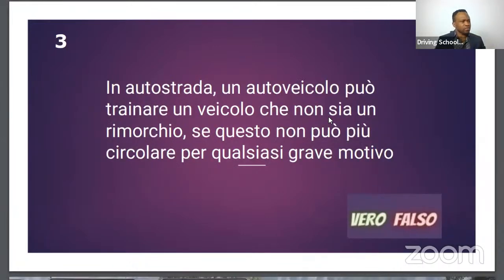The answer is vero. So let's proceed to number three, which says: in autostrada un autoveicolo può trainare un veicolo che non sia un rimorchio se questo non può più circolare per qualsiasi grave motivo.